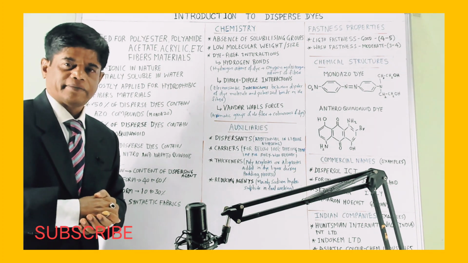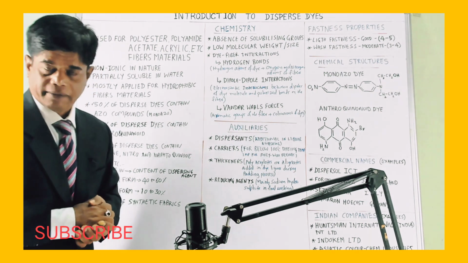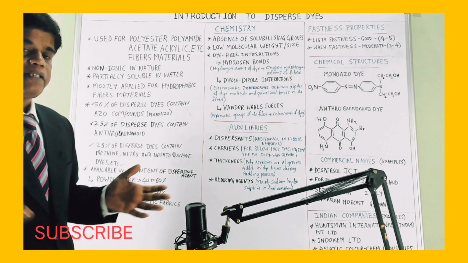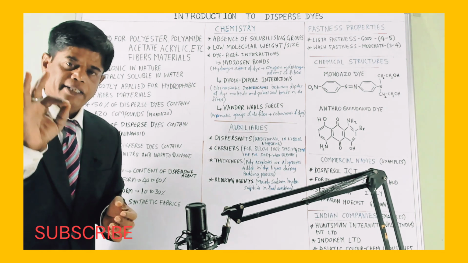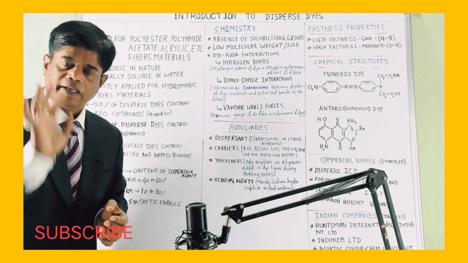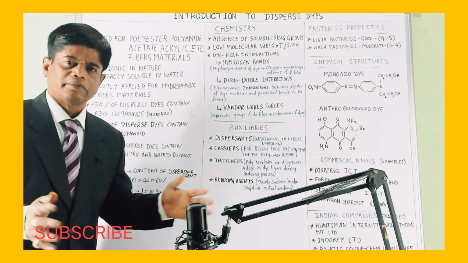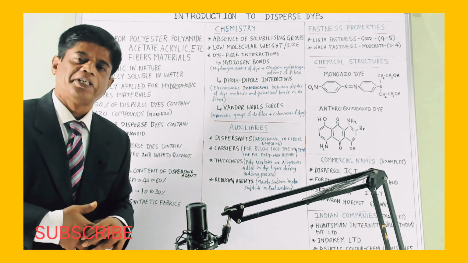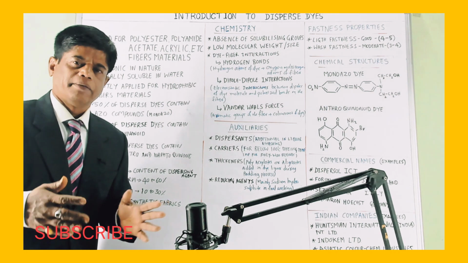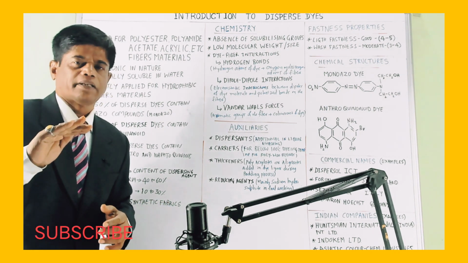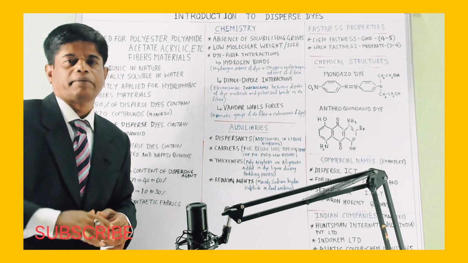90 degrees centigrade, 99, 100, 110, 120. You see friends, for dyeing with dyes like sulfur dyes, reactive dyes, vat dyes, any other dyes, what is the maximum dyeing temperature? 45 degrees to start, 45 to 60 degrees, maximum 70 degrees.